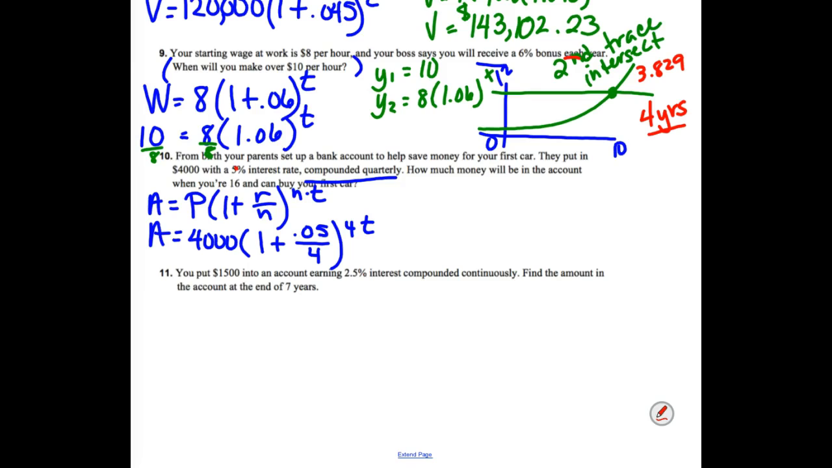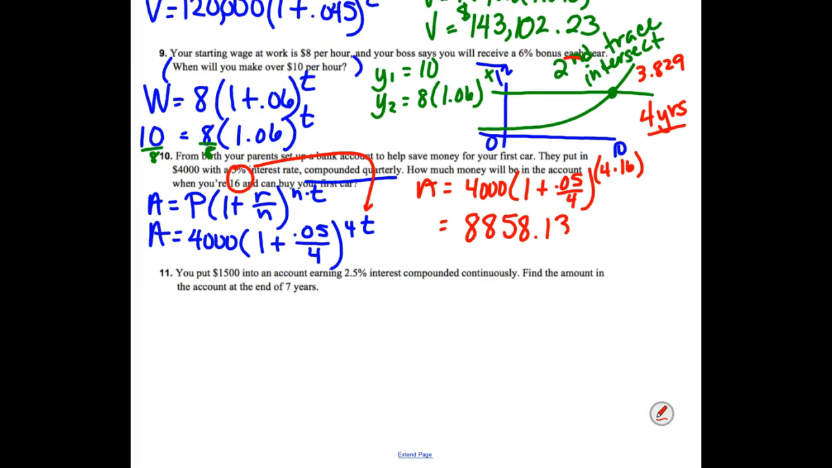Now I want to know when I'm 16. So 16 years later, how much am I going to have? So I have A equals 4,000 times 1 plus 0.05 divided by 4 to the power 4 times 16. And remember, some of you may need to put your power in parentheses for this to work out right. Our total amount, $8,858.13. So they invested $4,000, and now we can buy a car worth almost $9,000.